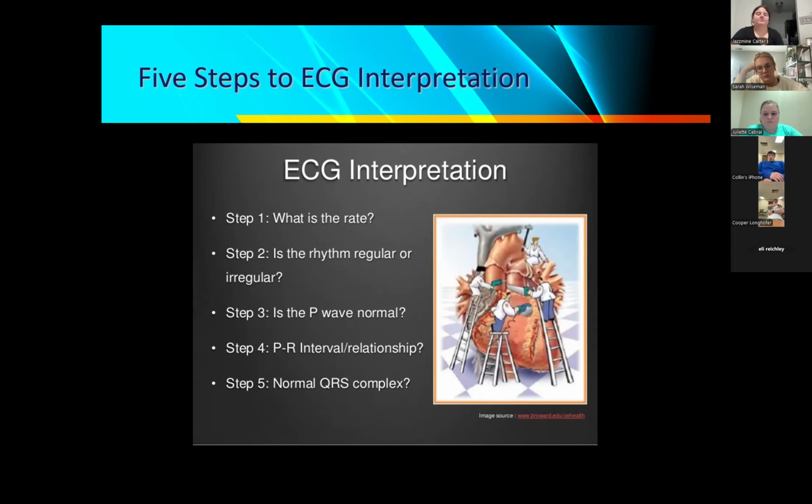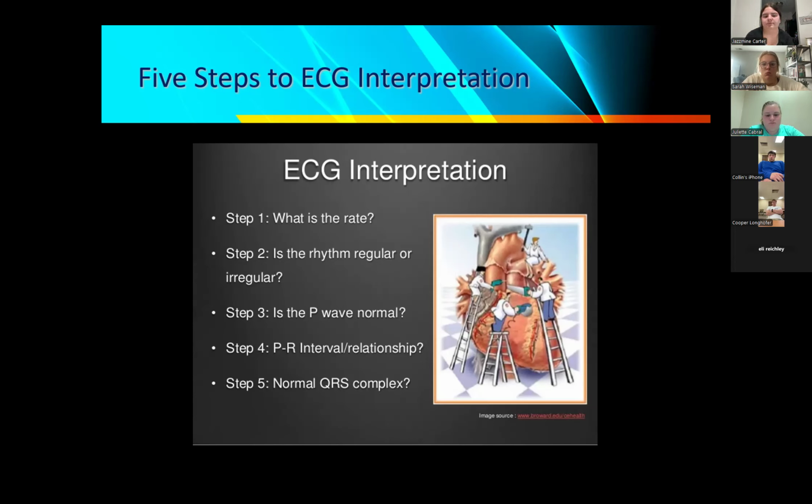On your exams, I'm going to go back and make a change. Some of your exams will have strips that are longer than 6 seconds, on both regular rhythms as well as irregular rhythms, so that you get some experience identifying those patterns. Okay, so that's going to be really important.